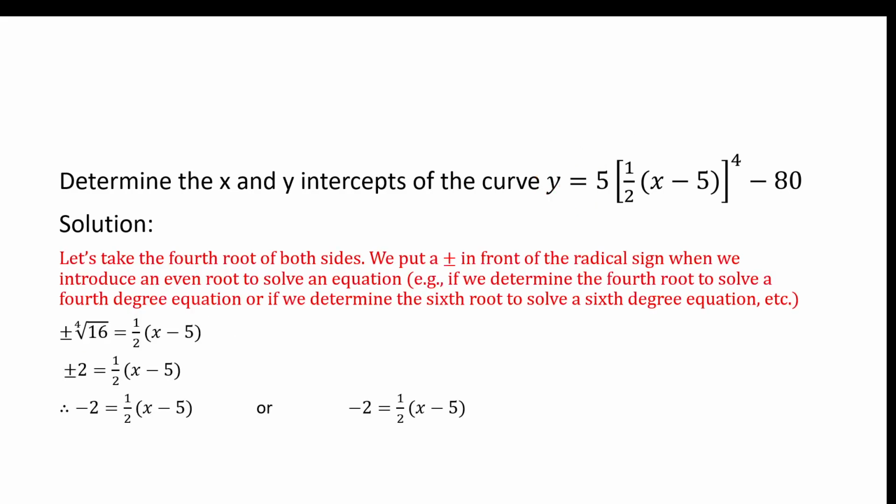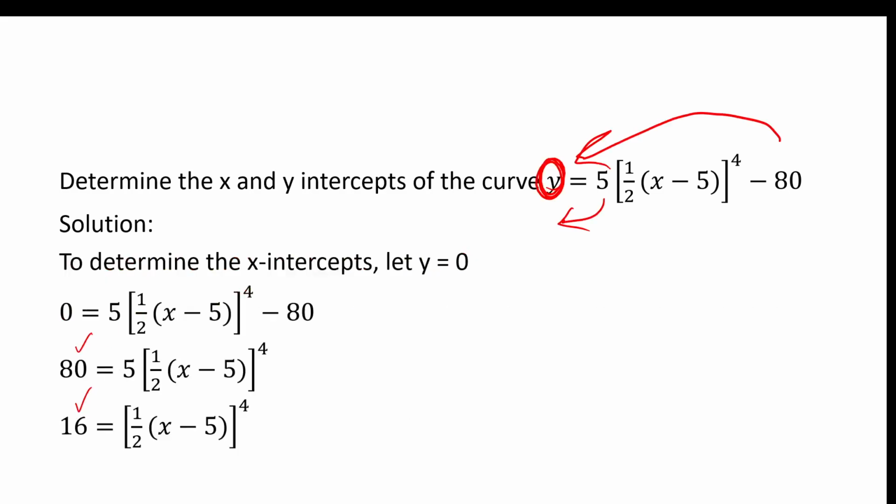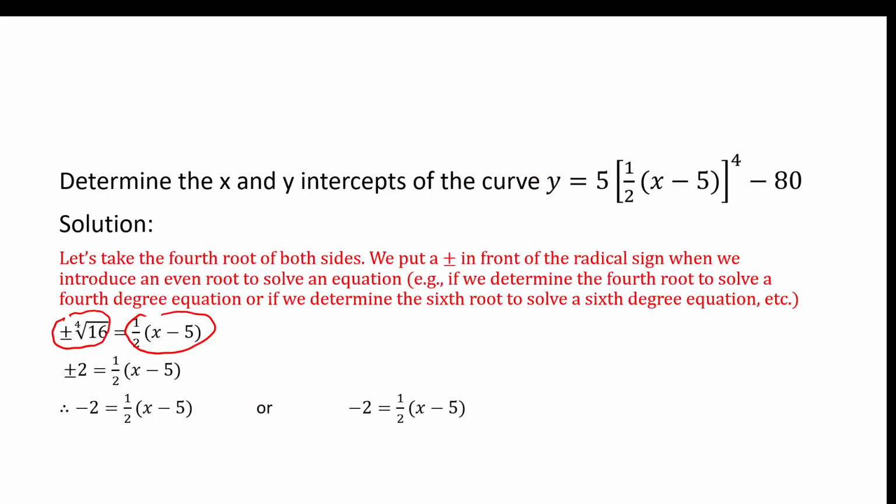Now, we're going to take the fourth root of both sides. We do put a plus or minus in front of the radical sign because we're introducing an even root. We'll get to why that is in a minute, but we put plus or minus the fourth root of 16, and that's equal to 1/2 times x minus 5, because as we had in the previous one, we take the fourth root of both sides, and it'll leave us with the interior. The fourth root of 16 is 2, so we have plus or minus 2 is equal to 1/2 times x minus 5.